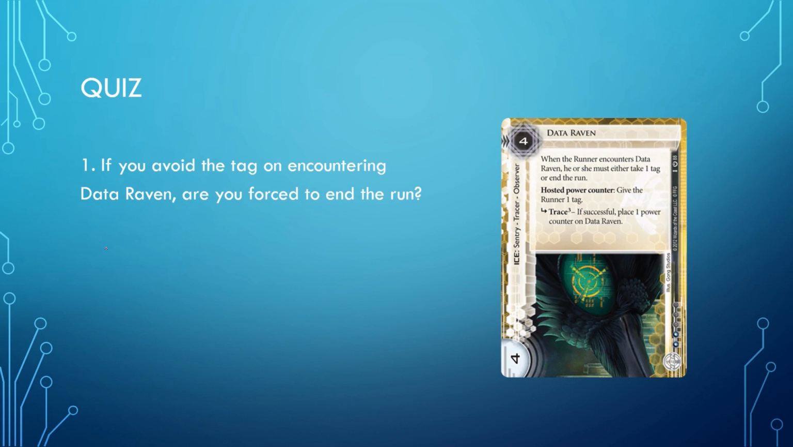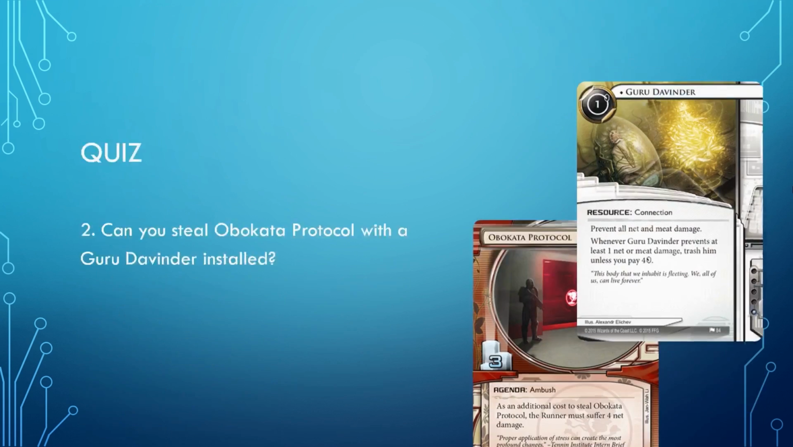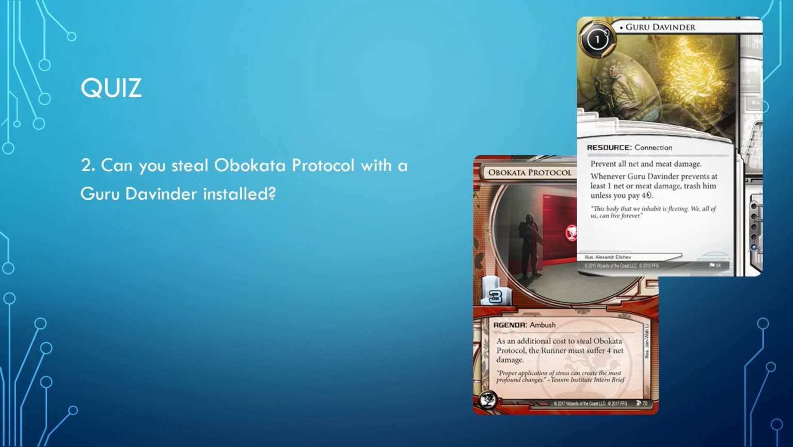So question 1. If you avoid the tag on encountering a Data Raven, are you forced to end the run? Pause the video if you need to think about it. Otherwise, we'll move on. Question 2. The runner has a Guru Davinder installed and they access an Obokata Protocol. Can they steal this Obokata Protocol?